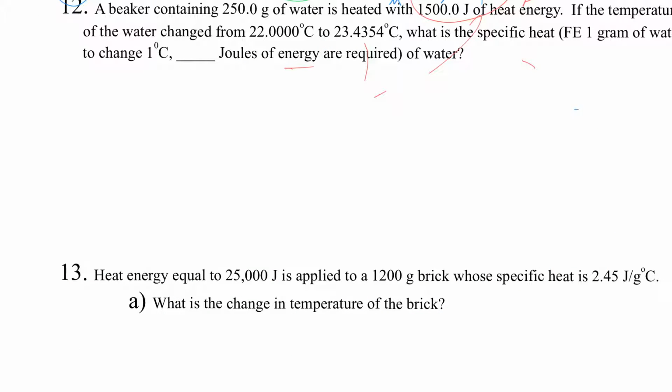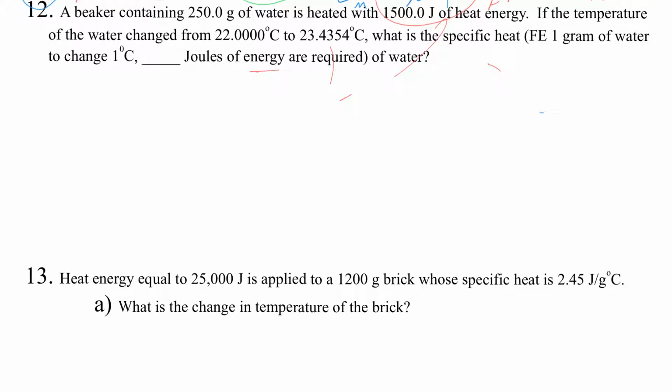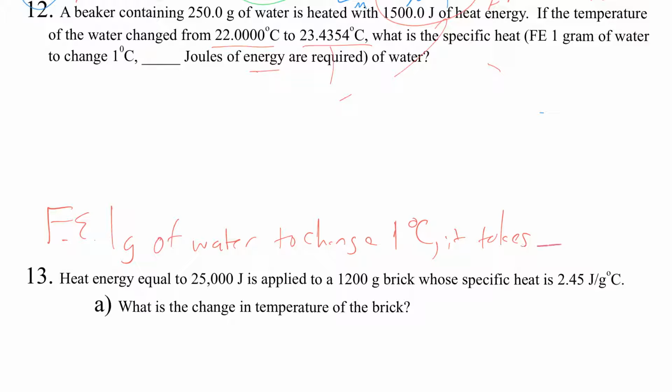Okay, problem 12 says, a beaker containing 250 grams of water is heated with 1,500 joules of energy. If the temperature of the water is changed from 22 degrees Celsius to 23.4354 degrees Celsius, what is the specific heat? So this time, well, specific heat just means how much energy does it take to make 1 gram of whatever substance you have, in this case water, to change 1 degree Celsius. It takes blank joules of energy.